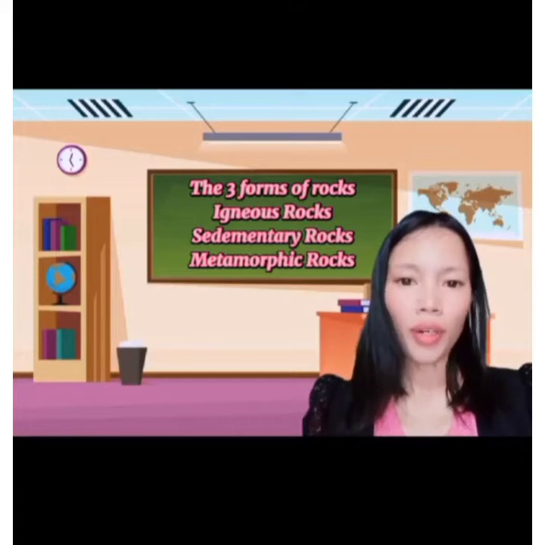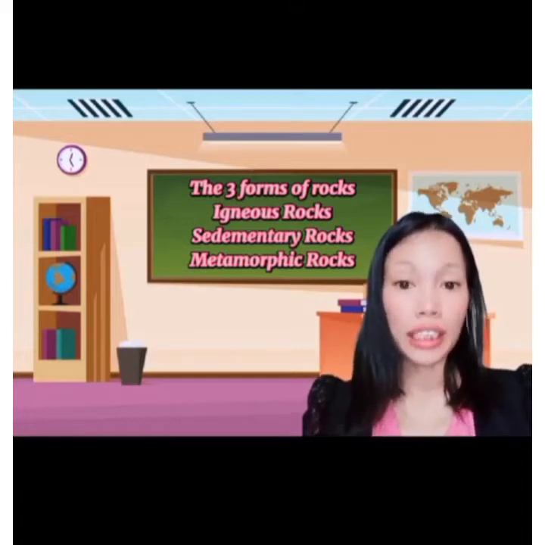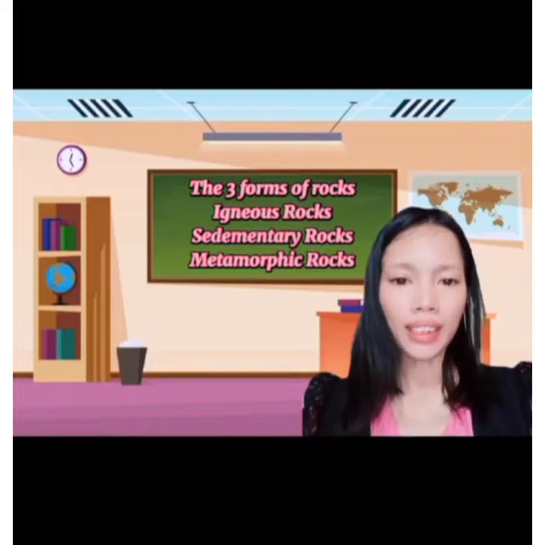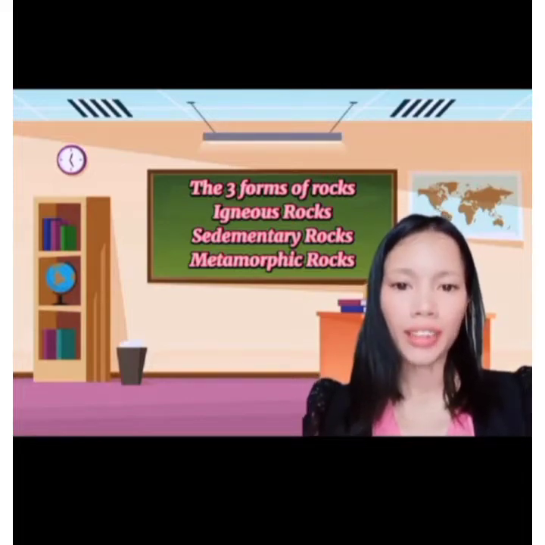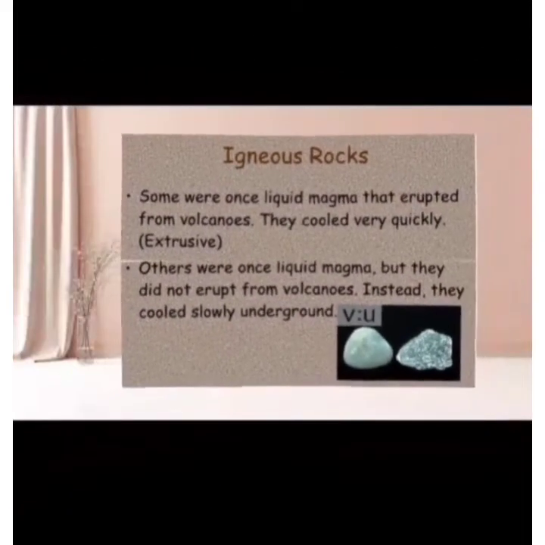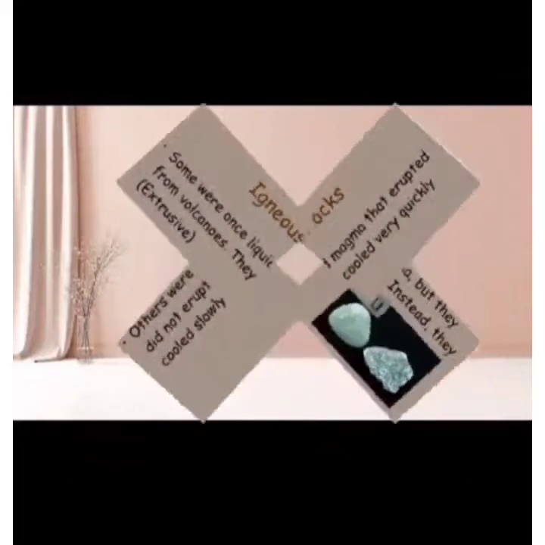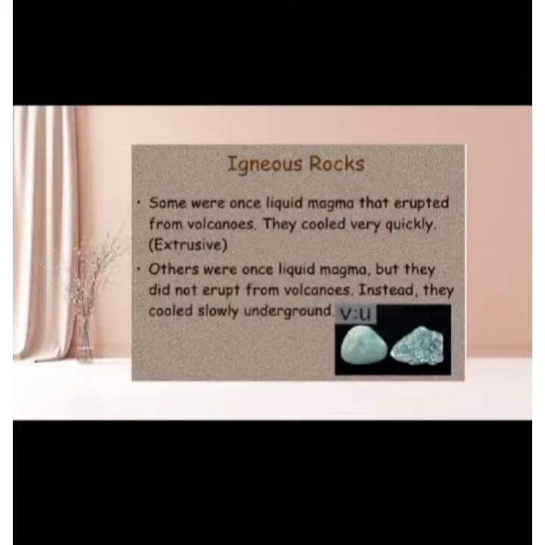The three forms of rocks: igneous rocks, sedimentary rocks, and metamorphic rocks. Igneous rocks. Some were once liquid magma that erupted from volcanoes. They cooled very quickly, or extrusive. Others were once liquid magma, but they did not erupt from volcanoes. Instead, they cooled slowly underground.